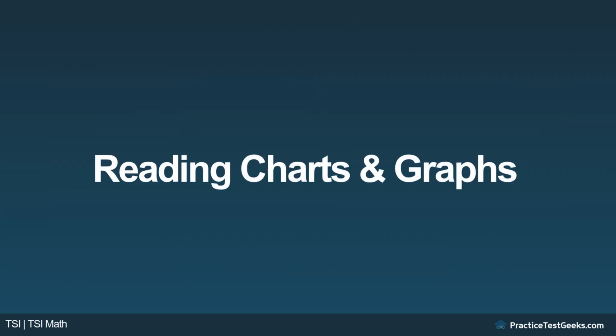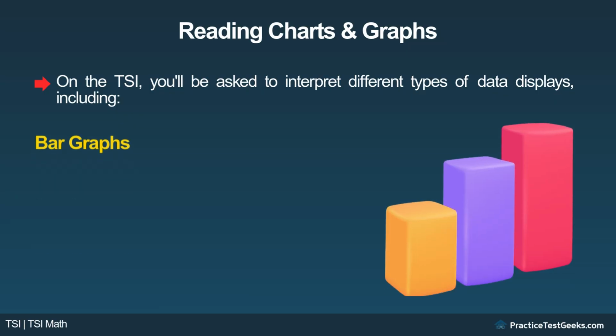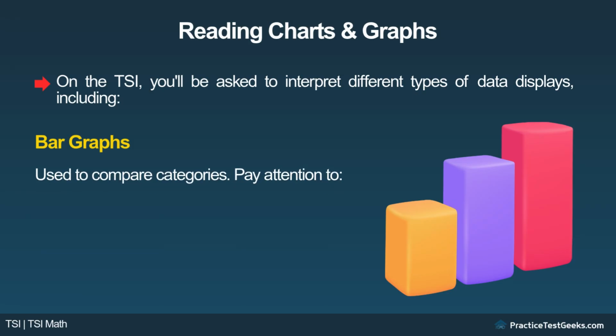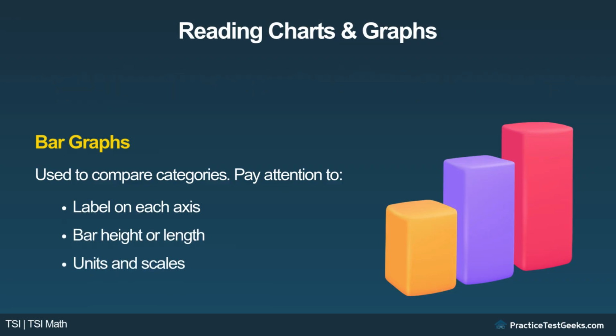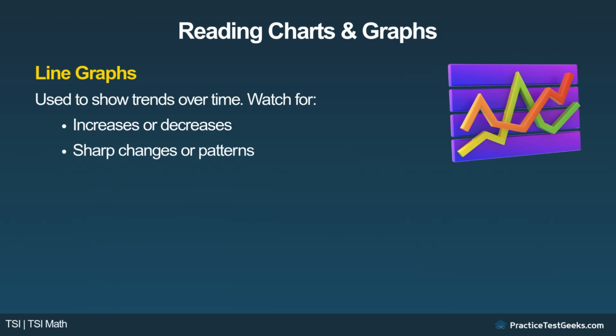Reading charts and graphs. On the TSI, you'll be asked to interpret different types of data displays including bar graphs, used to compare categories. Pay attention to the label on each axis, bar height or length, units and scales. Line graphs, used to show trends over time. Watch for increases or decreases, sharp changes or patterns.